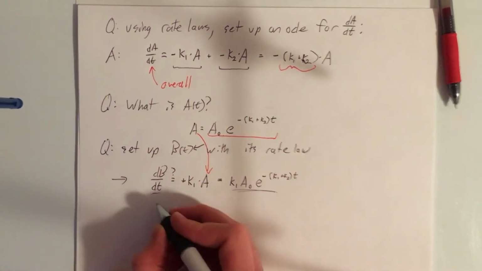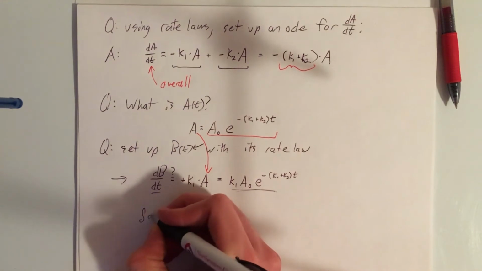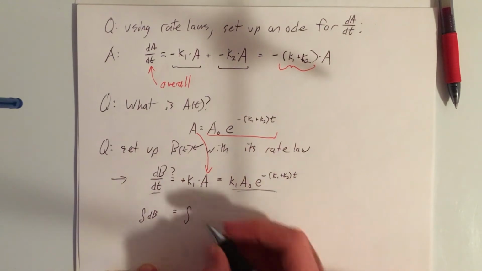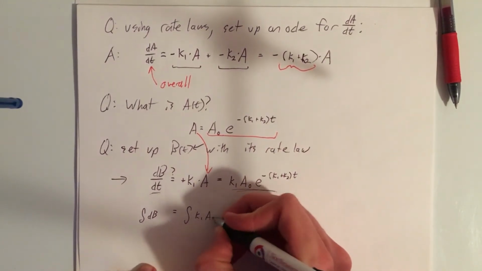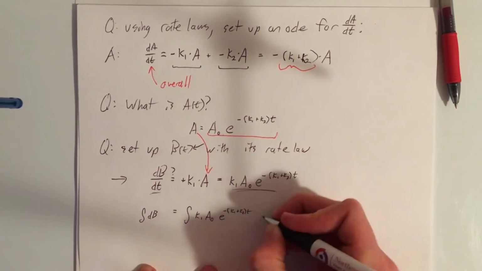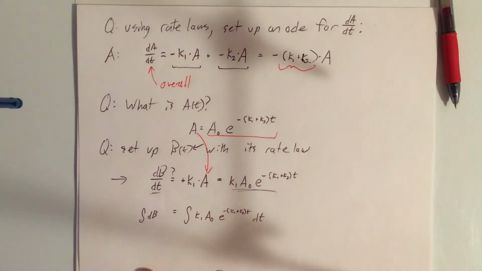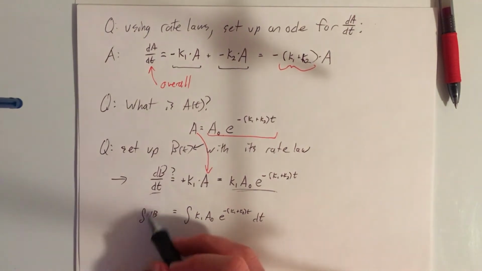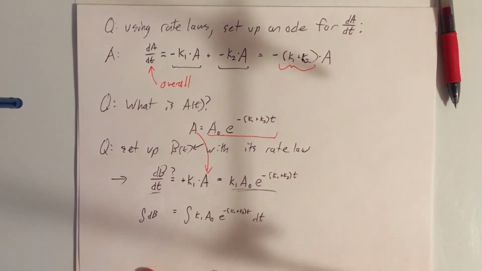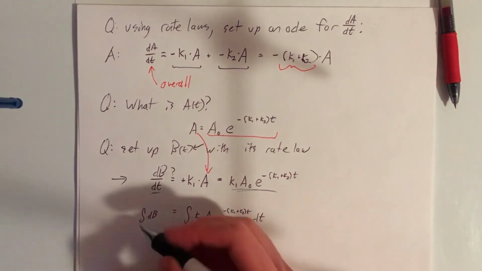What do we have? Well, we can do separation of variables. So we can integrate. We'll have dB on the left-hand side, and on the right-hand side, we'll bring the dt over: k1 a naught e to the minus (k1 plus k2) t dt. Right now we could worry about putting limits of integration on this. I'm actually going to hold off on that, and we'll do this as an indefinite integral. We'll get a plus constant, and then we'll deal with that constant when we deal with the initial conditions. So what do we get on the left-hand side?